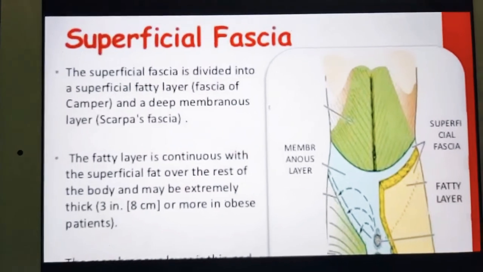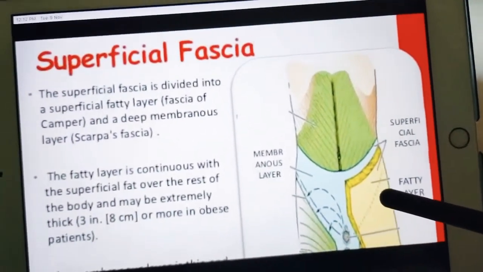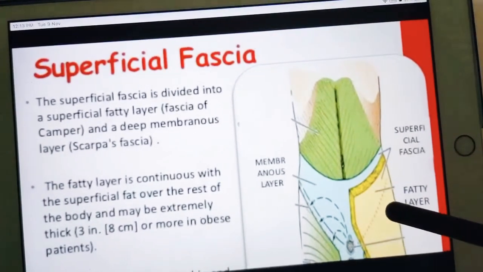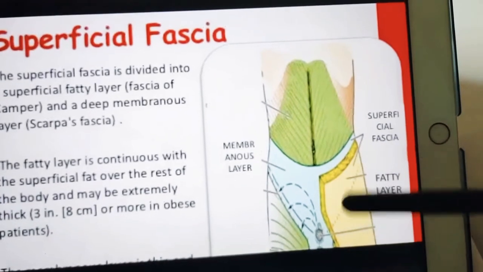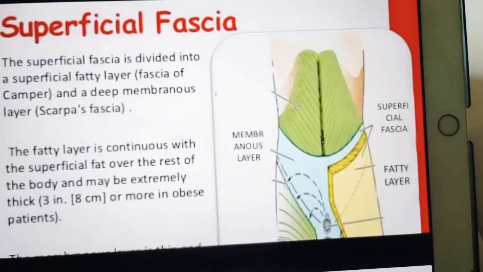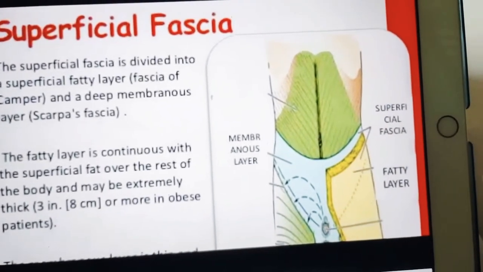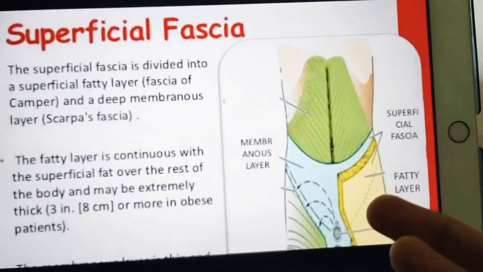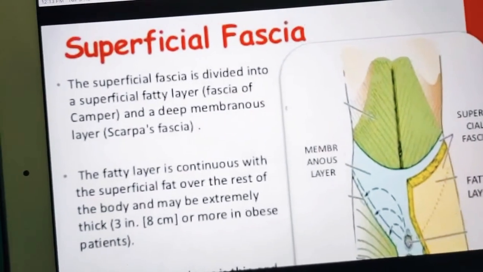So if you see, mainly it has two layers. One is a superficial fatty layer, and the second one is the deep membranous layer. So it has mainly two layers, the superficial fatty layer and the deep membranous layer. You can imagine it: whenever you remove the superficial fascia, what you are removing is nothing but the first one, a fatty layer, and the second one, a membranous layer. Okay, we are talking about the front of thigh, right?